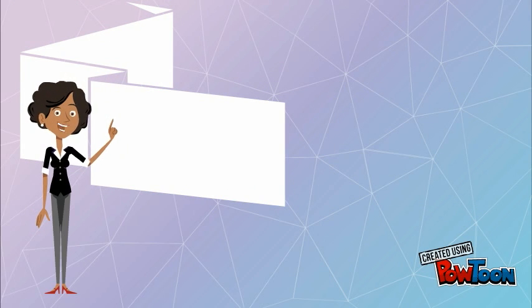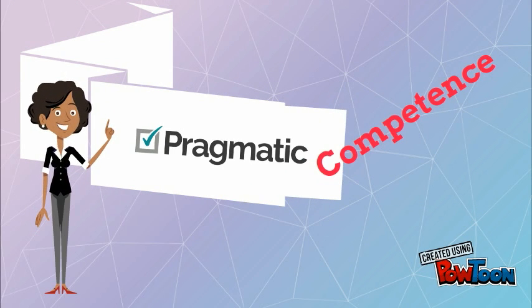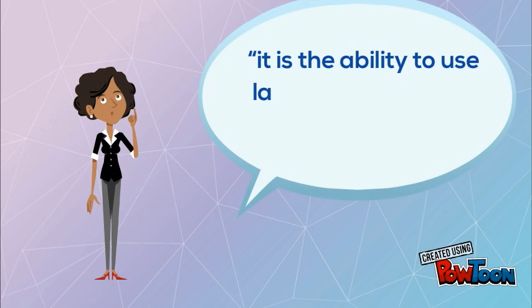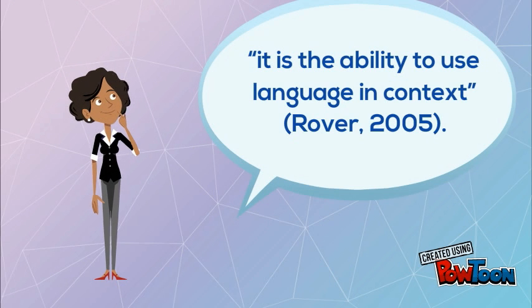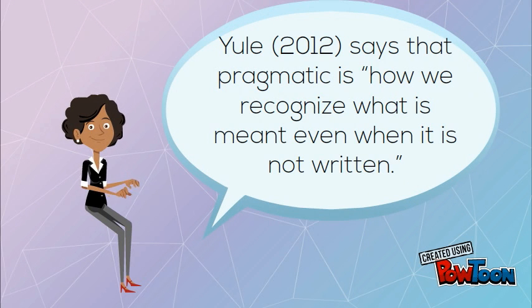The last main competence is the pragmatic competence. To understand pragmatics, let us mention a very simple definition. It is the ability to use language in context. Rover 2005, but also Joule 2012 says that pragmatics is how we recognize what is meant even when it is not written. Thus, pragmatics goes beyond what the speaker can see.